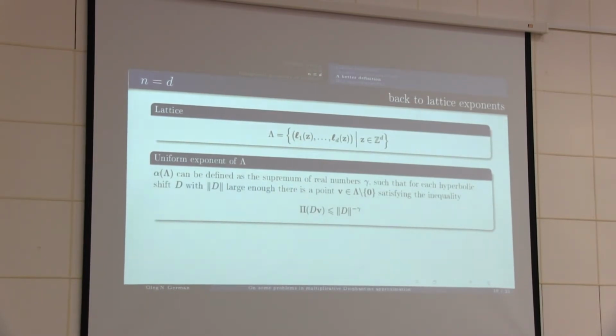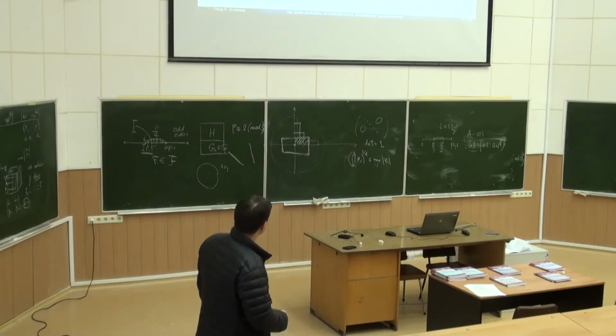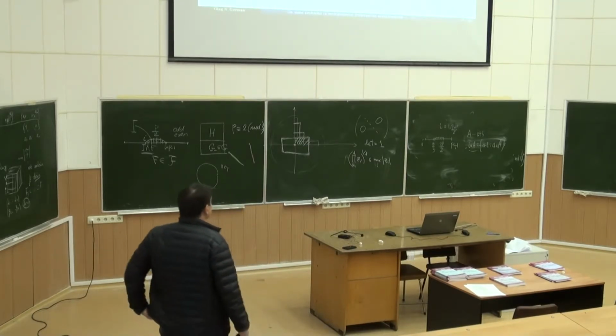Anyway, we already have all these exponents, alpha and beta, but for this lattice lambda. So, the initial question is, are there any transference inequalities for beta and alpha? I mean, the ones that will connect these quantities for our lattice lambda and its dual lattice. So, something analogous to the transposed system for theta.